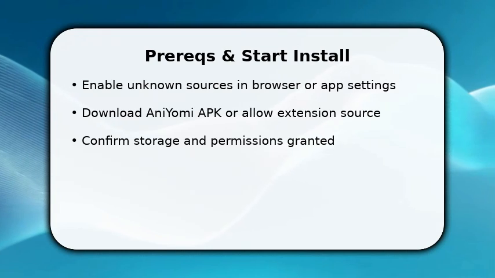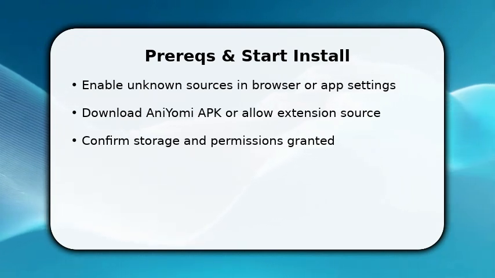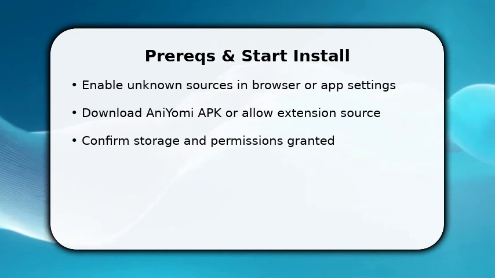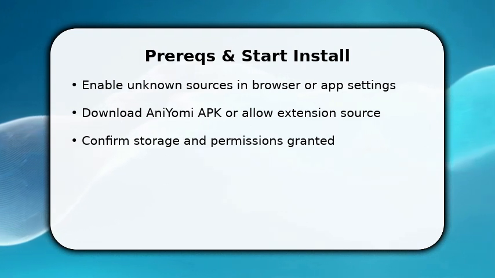You begin by preparing your device. Enable unknown sources and confirm storage and app permissions so installation won't be blocked. Next, if using an extension-enabled build, add the extension repository source. If APK, download it directly. You do this now because missing permissions or wrong source prevents the extension from loading.